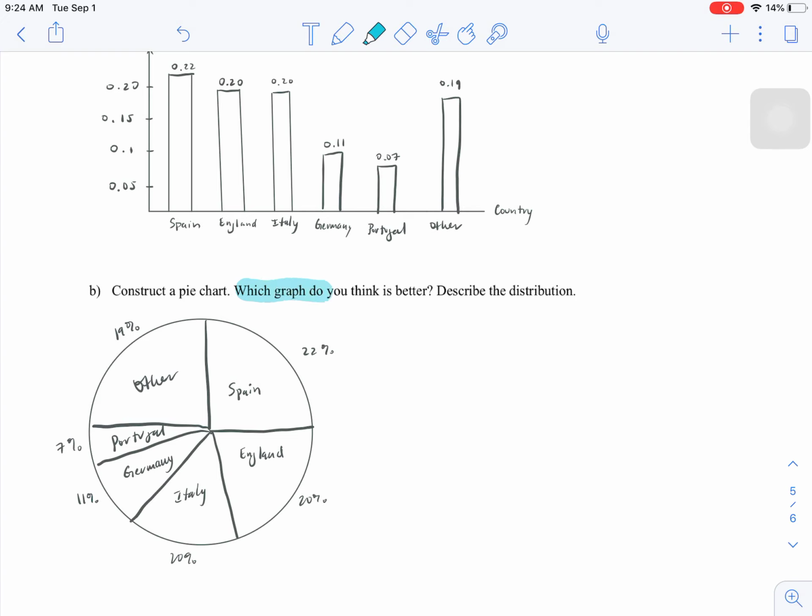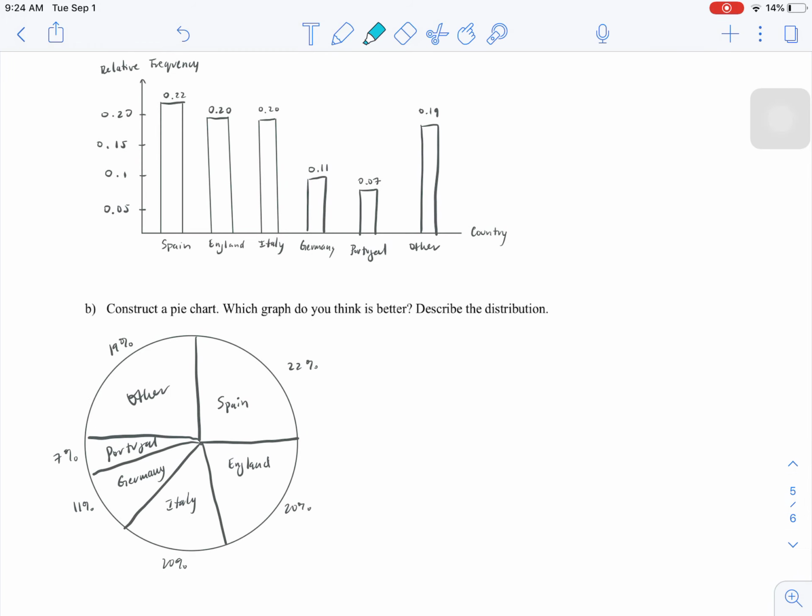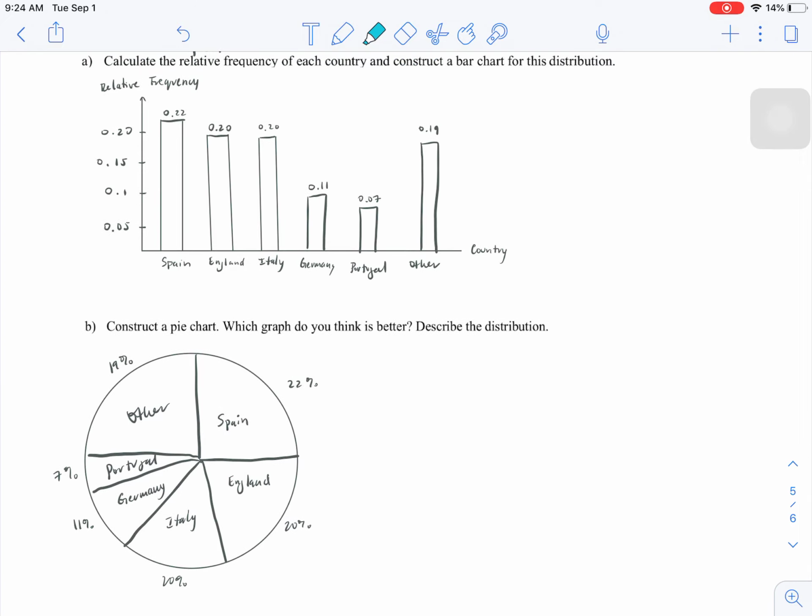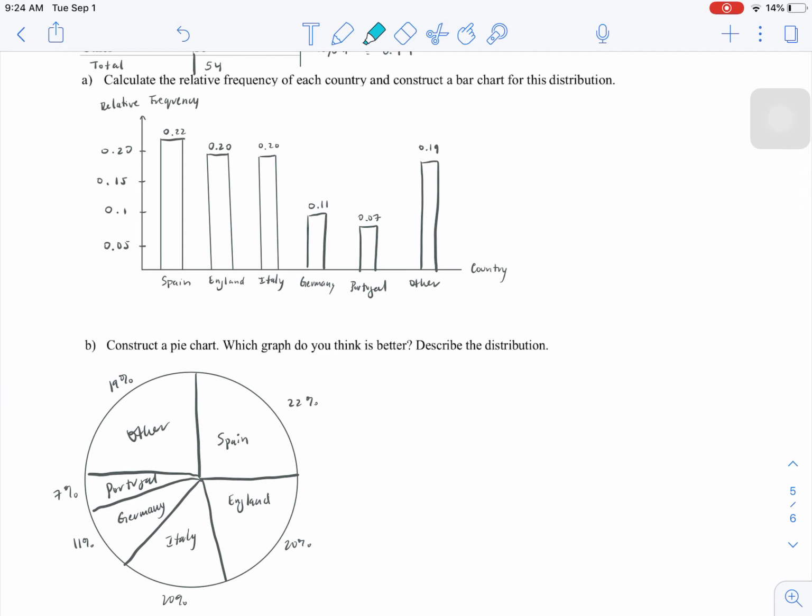Now, as for which we think is better, I think in this scenario, both of these visualizations, the bar chart and the pie chart, are equally good representations of our data, of our distribution. From our charts, we can see that on average, or most of the time, it seems like countries win around 20% of the time. We can see that Spain has won the most times, and Portugal has won the fewest times.